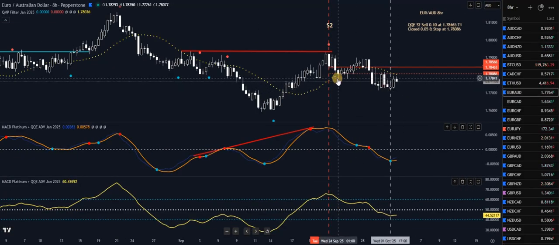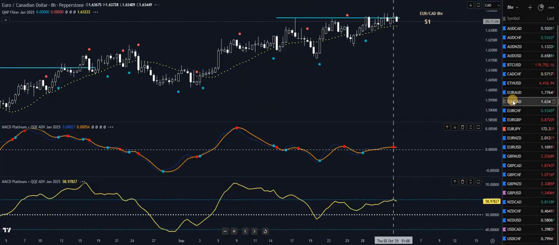Euro Aussie in a sell from back here. It's just absolutely gone nowhere fast. Eventually closed half, trail the stop down, can't lose on that. Euro CAD going nowhere, no trades for a while, it's in no man's land.